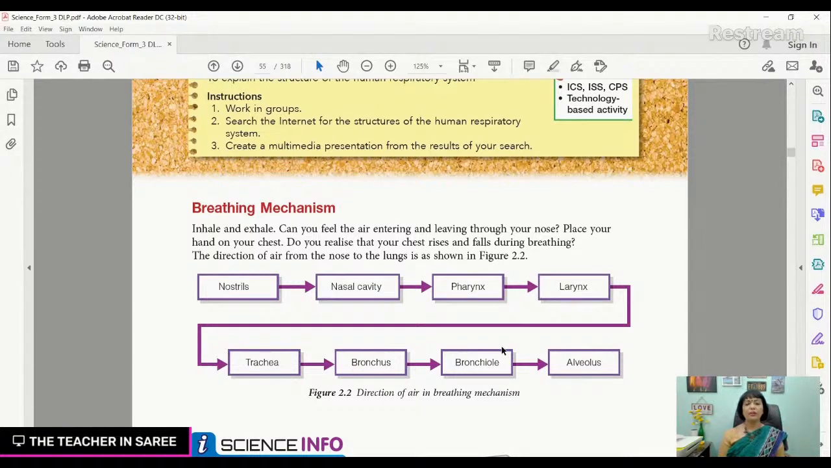Then slowly the air will go into your bronchus. They branch into two bronchi and many further branches, and finally they reach the destination, which is the alveolus. Remember, the alveolus is your respiratory surface. Your respiratory organ is your lungs. Your respiratory surface is your alveolus.